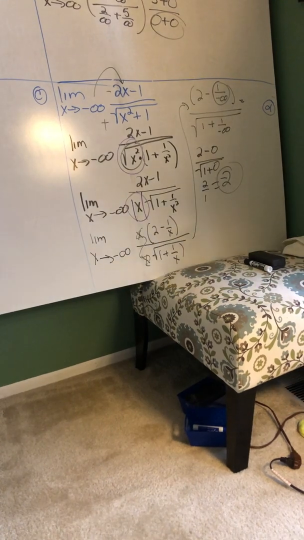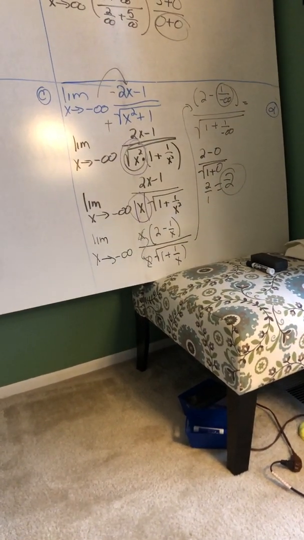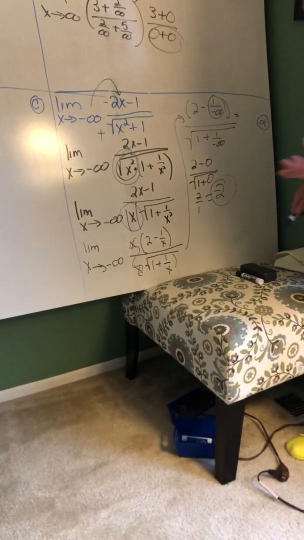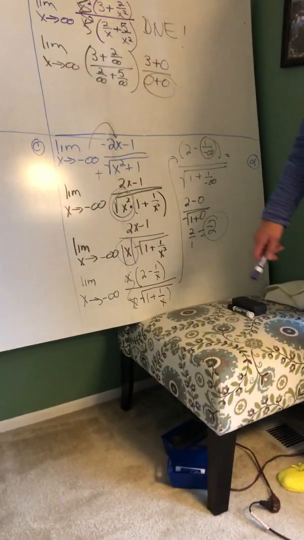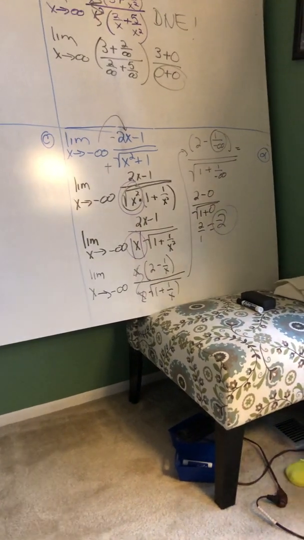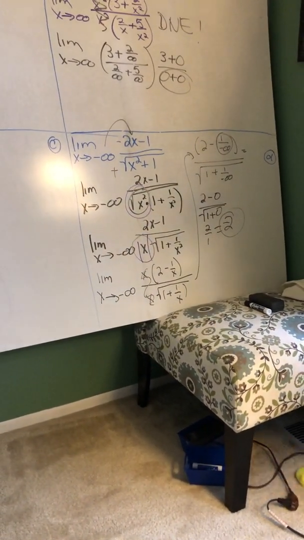So it's important to know they would do that to you on the AP exam. It would be multiple choice. One of the correct answers would be negative 2, and they would have a 2 as one of the other answers. So we have to be really super careful with our algebra.